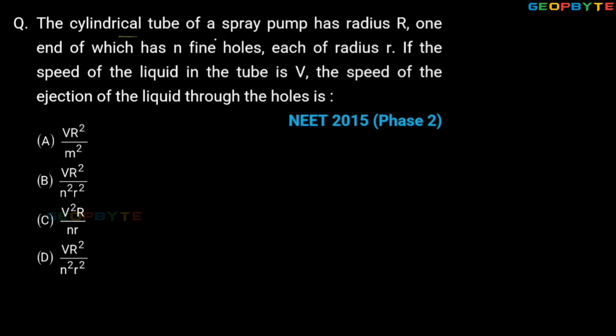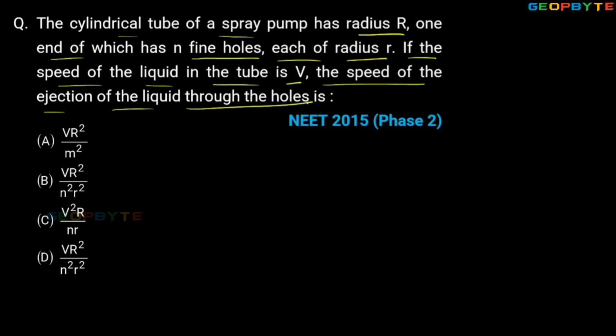The cylindrical tube of a spray pump has a radius capital R, one end of which has n fine holes, each of radius small r. If the speed of the liquid in the tube is capital V, what is the speed of the ejection of the liquid through the holes?